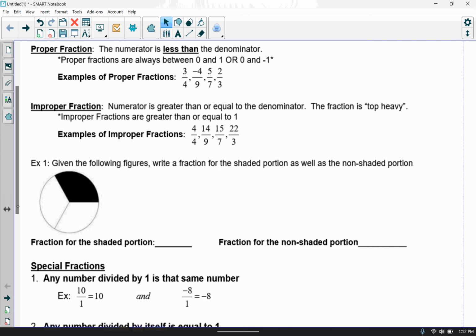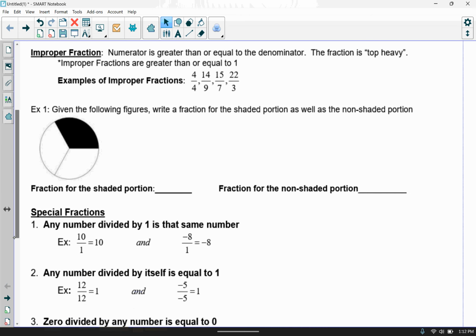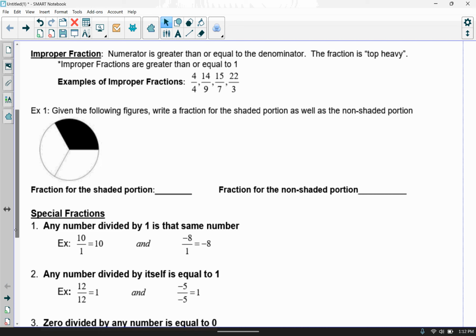So we'll scoot on down here to example 1, and it says, given this figure, they want us to write a fraction for the shaded and non-shaded portion. So let's do the shaded portion together, and then I'll have you pause the video and write a fraction for the non-shaded region.